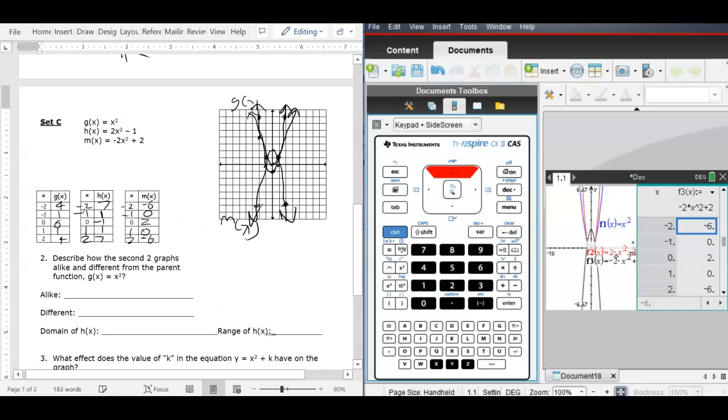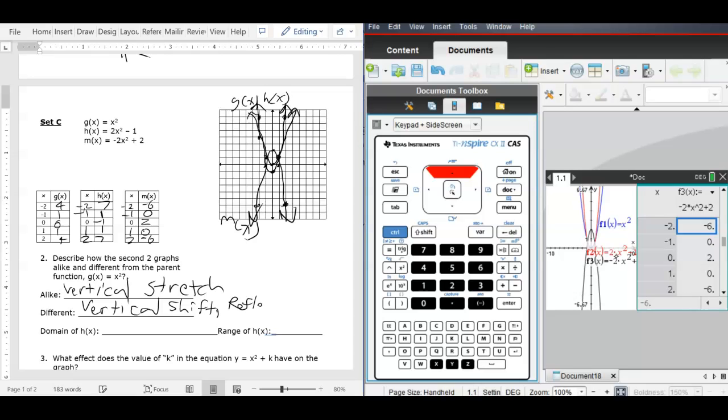We had g of x out here, h of x on the inside. All right, how are these two alike? H of x and m of x. They have the same vertical stretch, both have 2, but what has happened is that the vertical shift and the reflection are different.